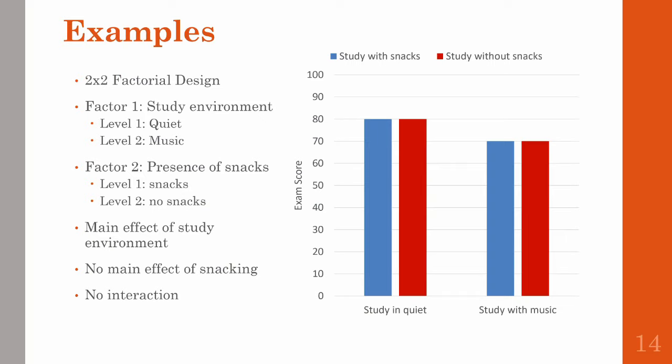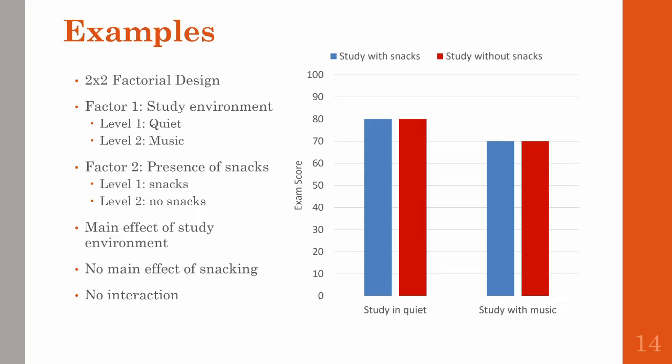So now I want to go over a few examples to give you all some practice at looking at graphs and being able to interpret them. So in this example, we have two factors, each with two levels. The first factor is the type of study environment, either studying in quiet or with music. The second factor is whether you eat snacks or not while you study, and here we're measuring performance on an exam.